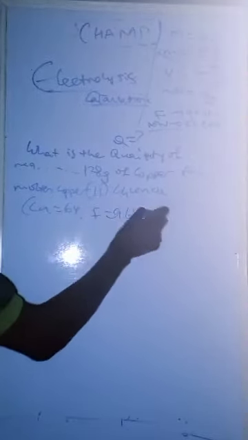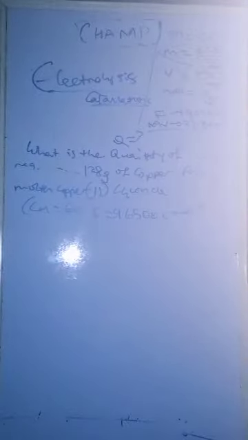So Cu is 64, F is 96,500 coulomb per mole. Yes, so just pause it, try it on your own. Let's see what you come up with. I'm sure you've done that now. Yes, so let's move on.